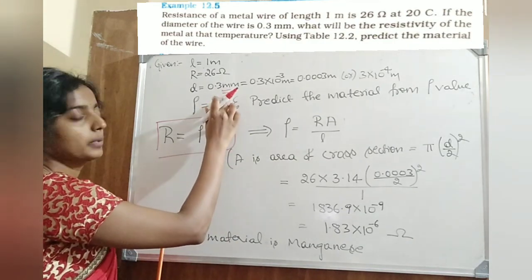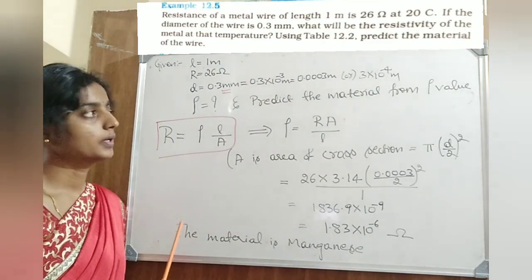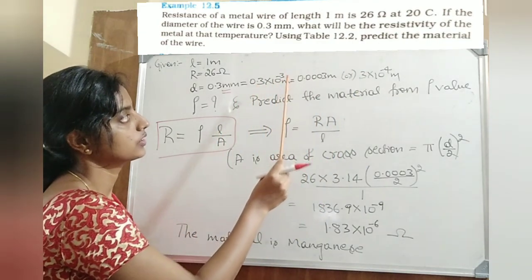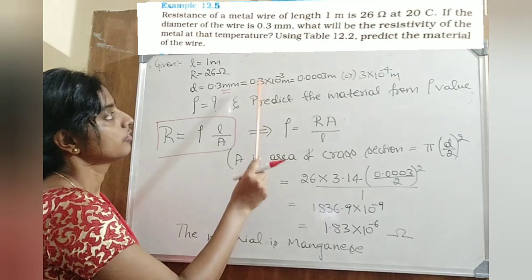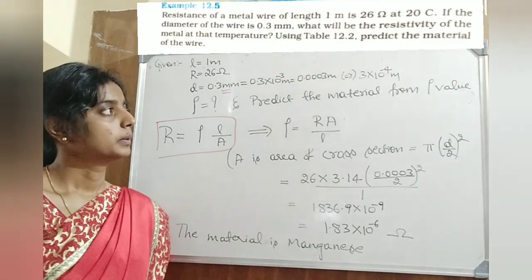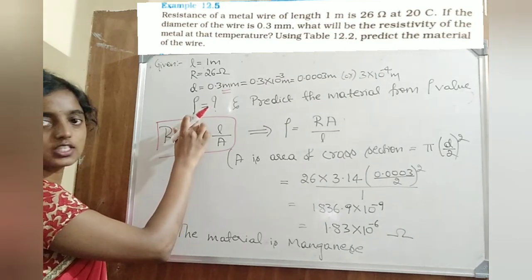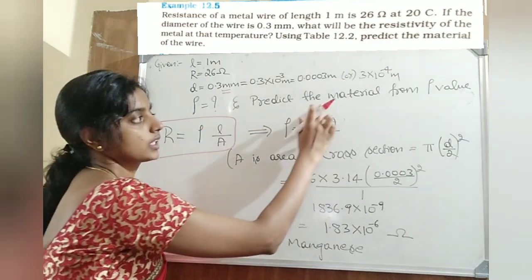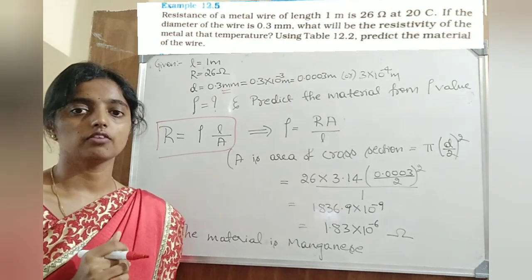Now we need to convert this millimeter into meter. Convert according to your own convenient way, that will be easy for your calculation. I have shown all three different ways: 0.3 into 10 to the power minus 3 meter, or else we can write 0.0003 meter, or else we can shift this point and write it as 3 into 10 to the power minus 4 meter. And we need to find out resistivity. This is the symbol for resistivity called rho, right? And after finding the resistivity, we need to predict the material by looking at the column which is given in the textbook, and I have given it in the PDF also.